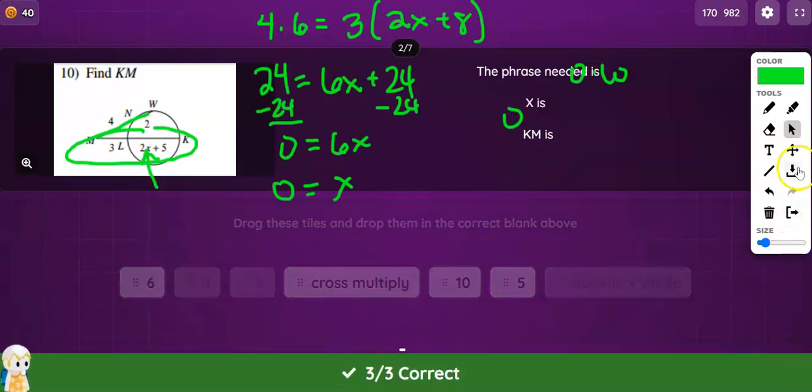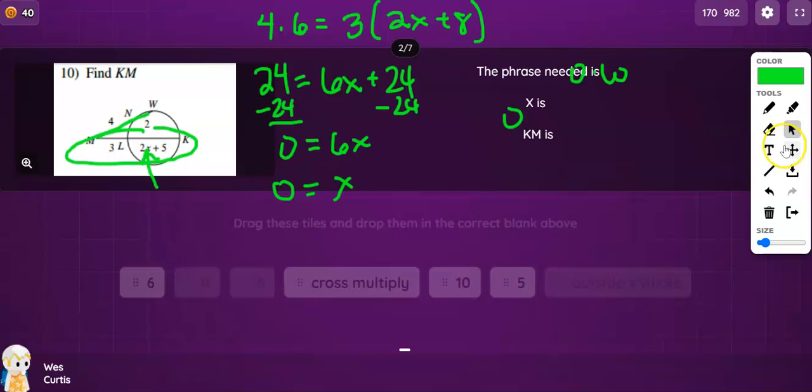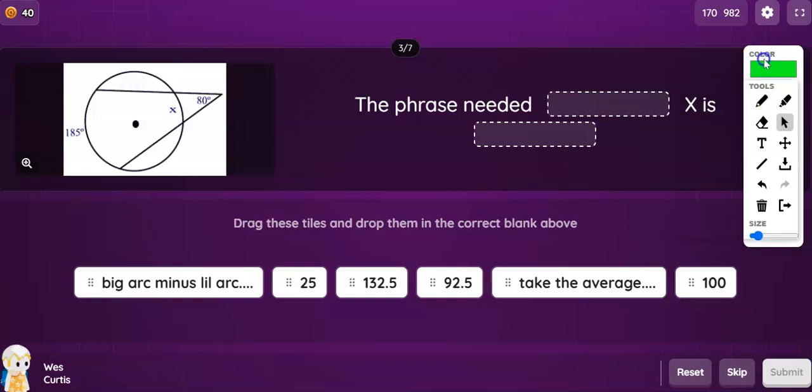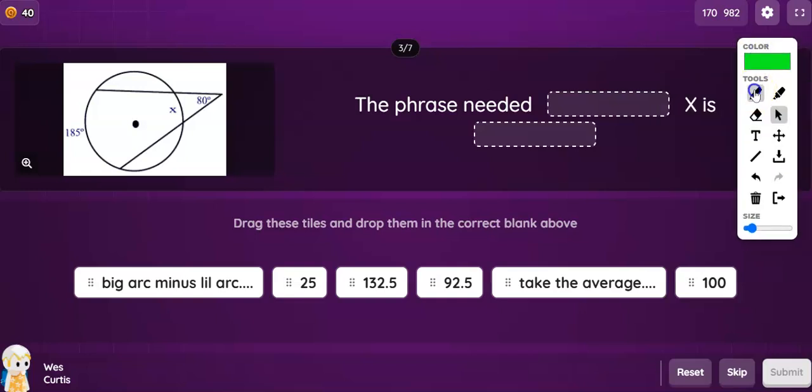That was 2 of the phrases. The other 2 phrases are the arc phrases. You're either averaging them, aka adding them up and dividing them, or you're subtracting them. Hopefully you know which one is which. When you got an angle on the outside like that, that's big arc minus little arc divided by 2. I didn't hide any numbers. This should have been fairly simple.